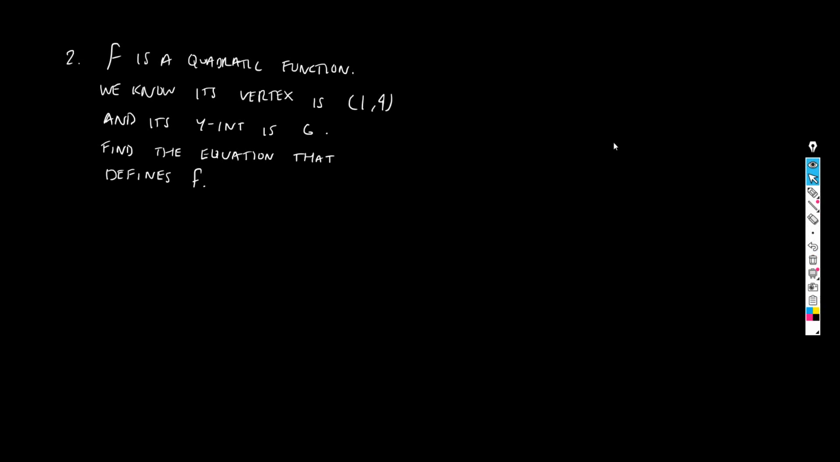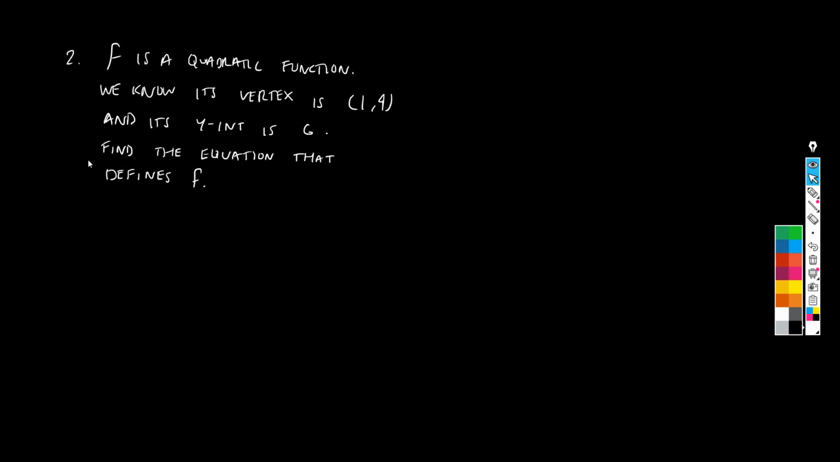Hello guys, we continue with our analysis of applications of functions, in particular the quadratic function. So let's look at this second problem. We know that f is a quadratic function. We also know that its vertex is the point (1, 4), and its y-intercept is 6. So let's find the equation that defines the function f.